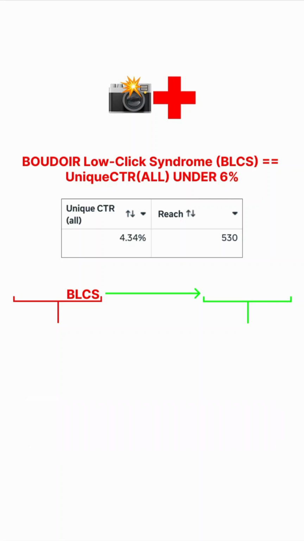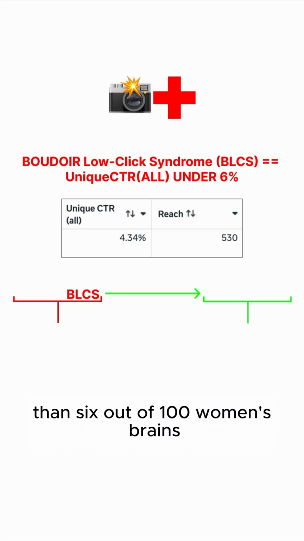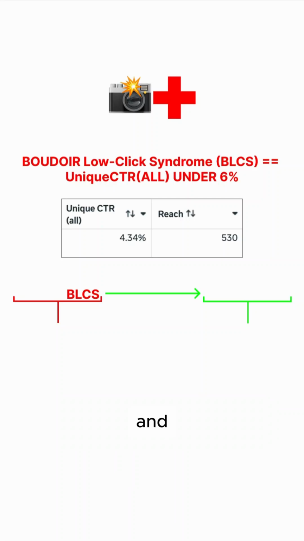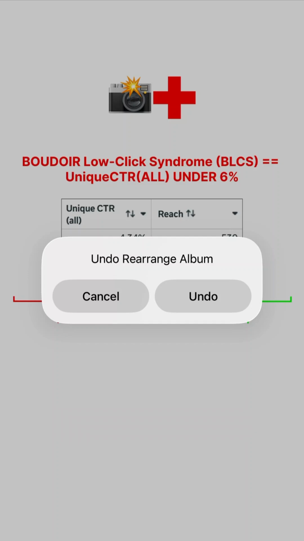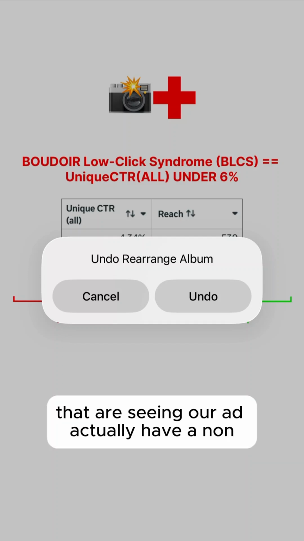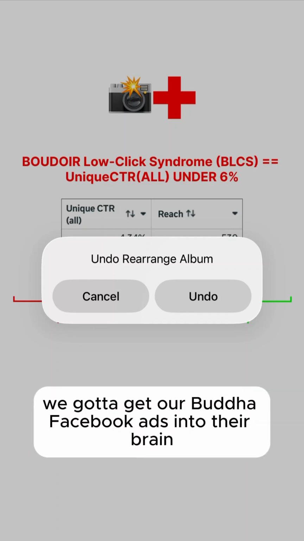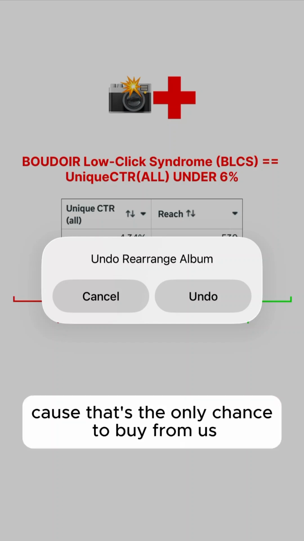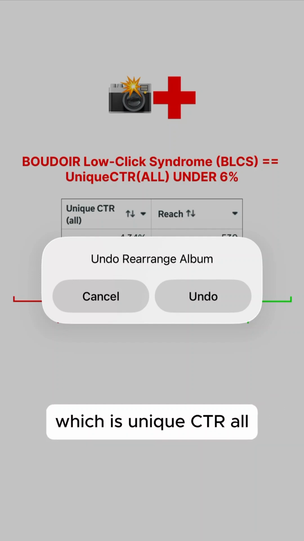means our Boudoir Facebook ad is getting into fewer than 6 out of 100 women's brains. And that means fewer than 6 out of 100 women that are seeing our ad actually have a non-zero chance of buying from us. So we gotta get our Boudoir Facebook ads into their brain because that's the only chance they'll buy from us. That means we gotta have them click somewhere on it instead of simply scrolling on by, which is unique CTR.